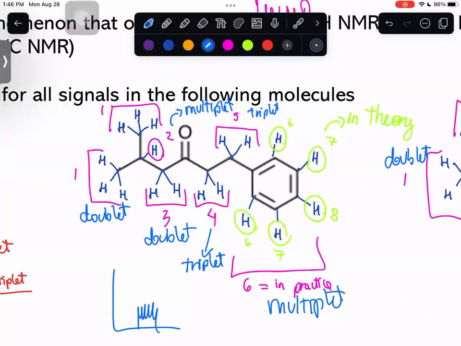It's a triplet. We don't count the hydrogens on the aromatic ring. If you go to the right, 1 bond away, you touch a carbon. 2 bonds away, I touch another carbon. 3 bonds away, I still touch another carbon. So there's no way that any of those hydrogens in the benzene ring are going to be neighbors of signal number 5.